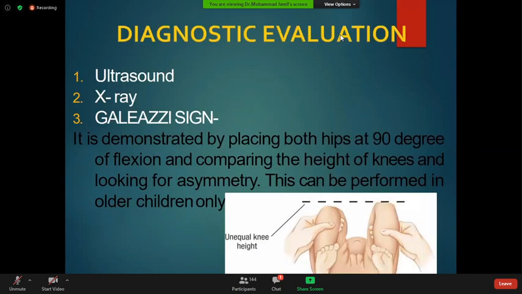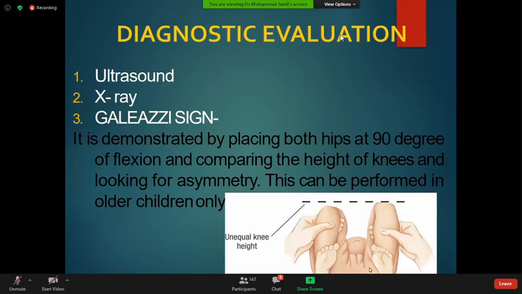How will you diagnose it by age? If the patient comes as an infant, you will examine. Clinical examination is important; you can tell whether it is dislocated or not. If you want to do some investigation, before 6 months you will do ultrasound, which is diagnostic. After 6 months, we do X-rays. In older children, we do the Galeazzi sign. What is the Galeazzi sign?